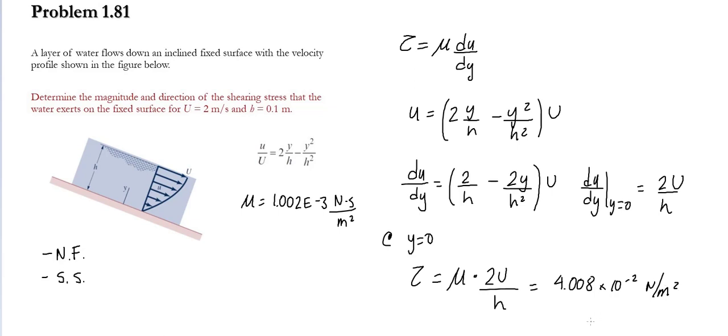Now, in regards to the direction, since the flow is going down the hill, the shear stress will go in the opposite direction, meaning up the hill.